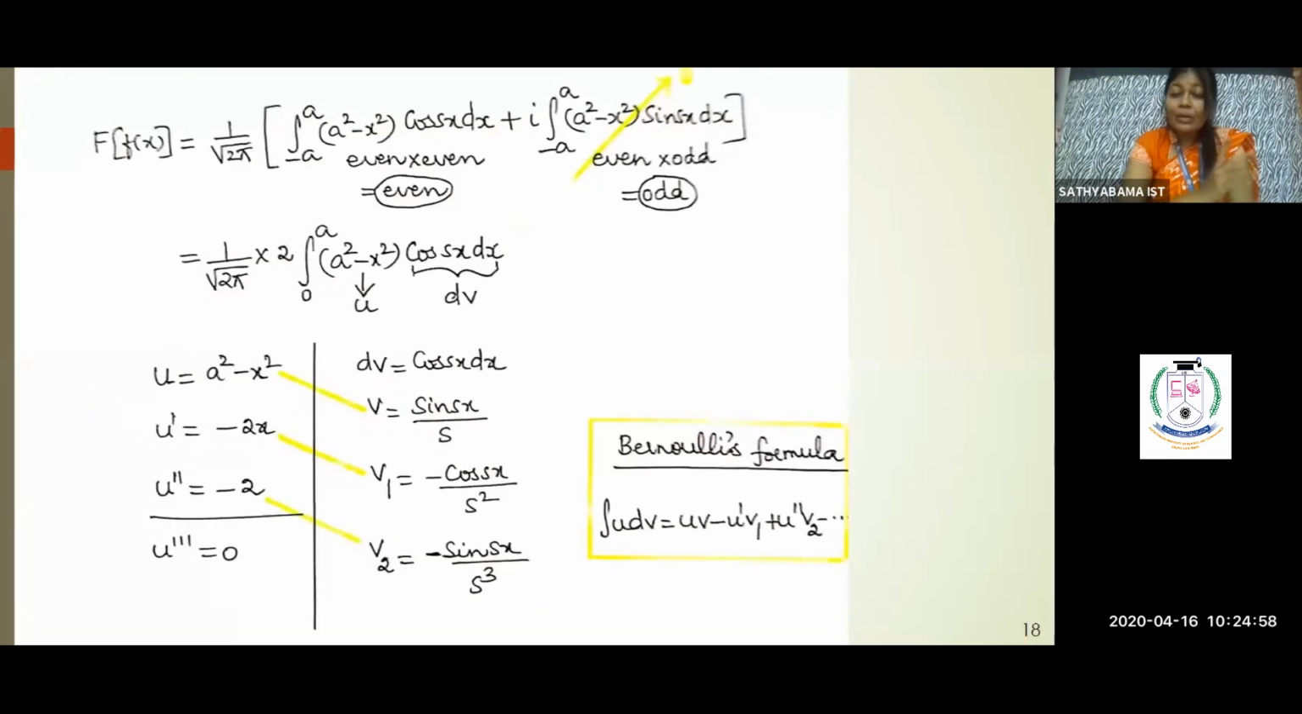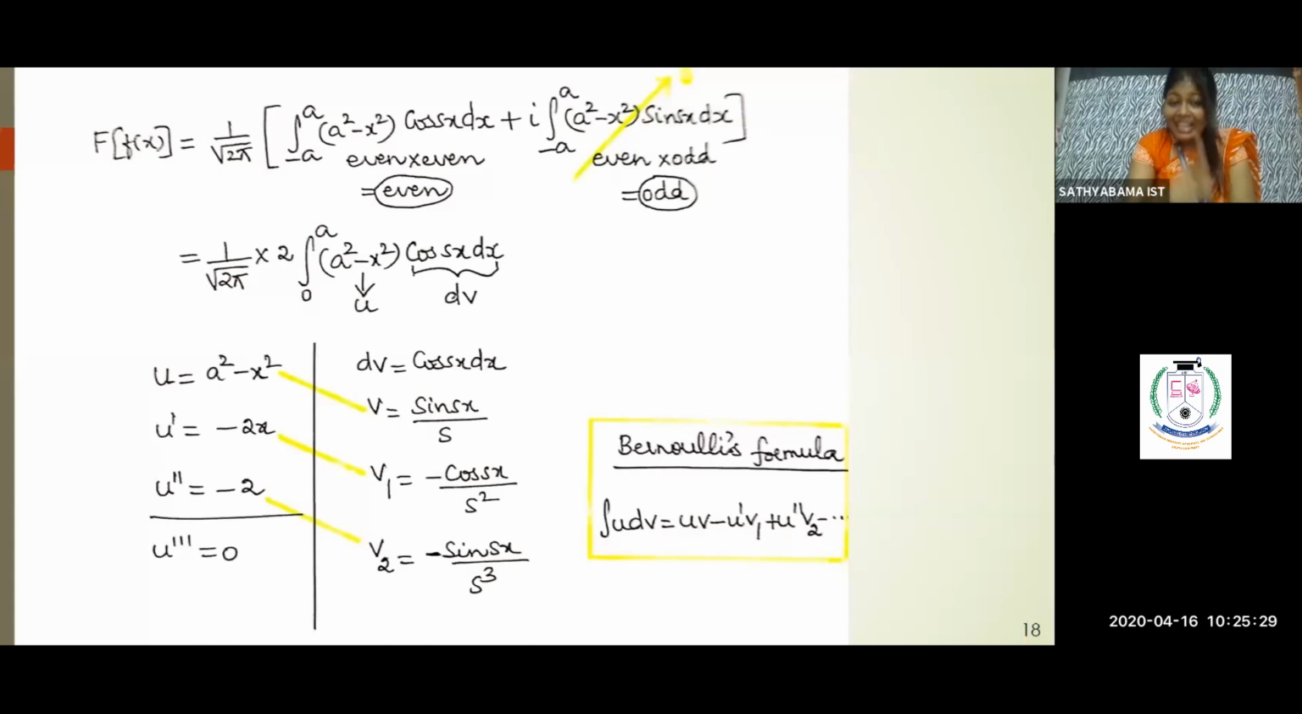Okay. Now I will discuss odd and even functions. Look at the first integral: a square minus x square. x square is even, cos is even. Even into even gives you even. Now look at the second integral: a square minus x square is even, but what is sine? Sine is an odd function. So even into odd gives you odd. Plus into minus is minus, like that. All right. So the second integral vanishes. So I have to find only the first. And remember, because it's an even function, how can you write minus a to plus a? As twice 0 to a. That is what I've done.